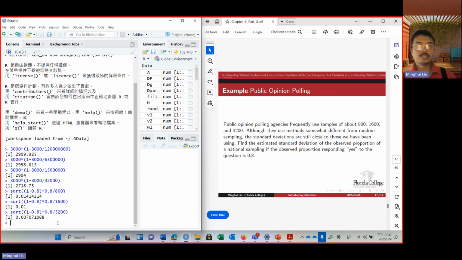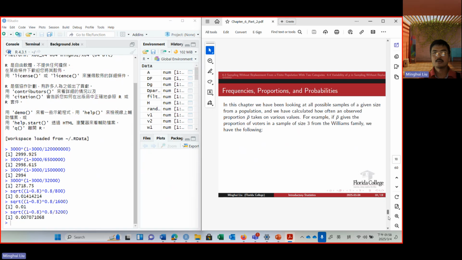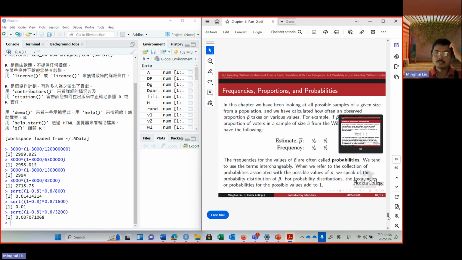It depends on your need. Of course, the larger the sample size is, the smaller the standard deviation is, or in other words, the more accurate your result would be. But of course, the price to pay is that it takes more time, money, and effort to sample that many people. All right, let's say a few words about these frequencies, probabilities, and proportions.